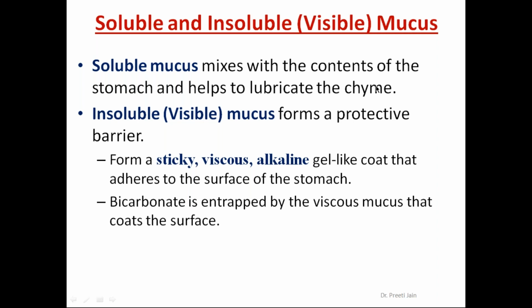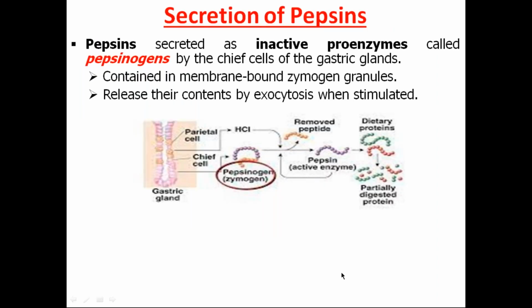Now when I was taking your introductory lecture, I had told you about the properties and the functions of mucus in detail, right? So soluble mucus is basically that mucus only. Insoluble mucus is the one which I have just described, which forms a part of your gastric mucosal barrier, and it forms a sticky, viscous, alkaline gel-like coat which adheres to the surface of the stomach, entraps the bicarbonate within itself, and helps in protection of the stomach mucosa from auto-digestion.